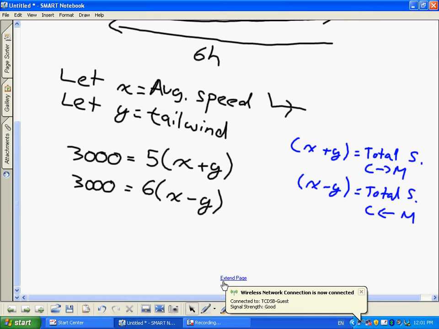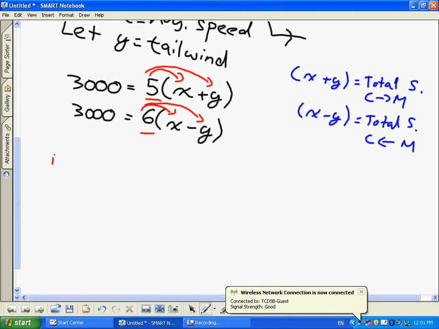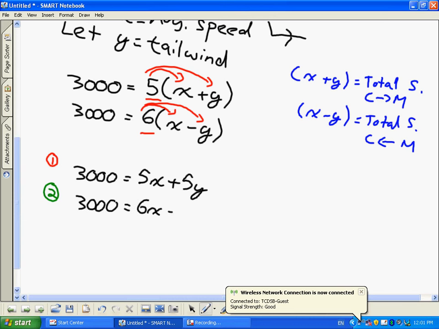I'm going to expand so they look a lot more like our linear equations we're used to looking at. So we distribute 5 times the x and the y, and we're going to distribute the 6 times the x and the y. So the equations we're going to work with: equation number 1 will be 3,000 is equal to 5x plus 5y. And equation number 2 will be 3,000 is equal to 6x minus 6y. So we have our two equations.